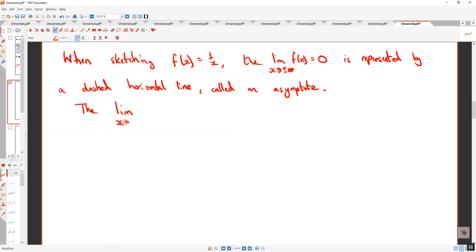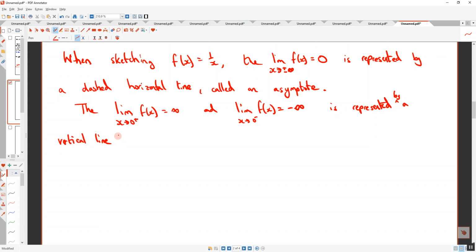The limit as x goes towards positive 0 equaling this, and as it goes towards negative, f of x equals 9. Represented by a vertical line. And again called an asymptote.